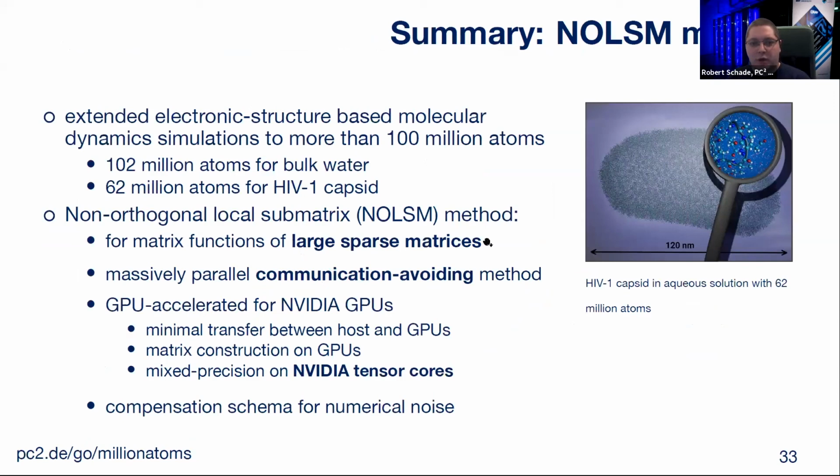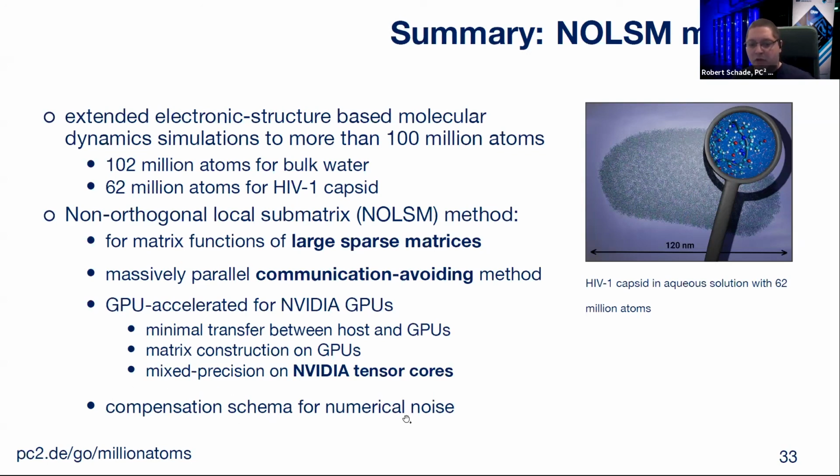That's also already where I would like to come to an end and summarize what I've shown you so far. With this effort, we've been able to extend electronic structure-based molecular dynamics simulations to more than 100 million atoms, most notably bulk water with 102 million atoms, and 62 million atoms for the HIV-1 virus capsid. In total, the new non-orthogonal local submatrix method is an approximation method for large sparse matrices. It's massively parallel and communication avoiding, and can be nicely accelerated with GPUs and other accelerators to achieve a high percentage of the peak performance that's available.